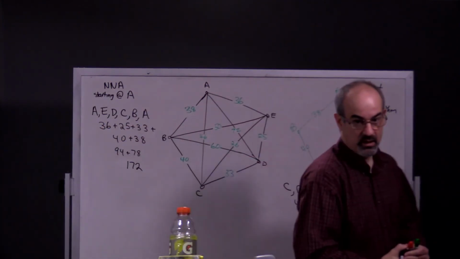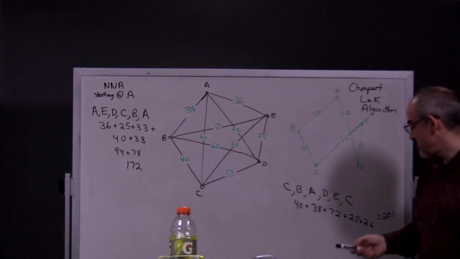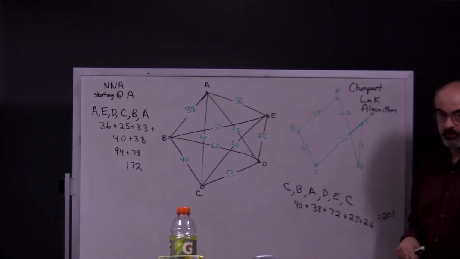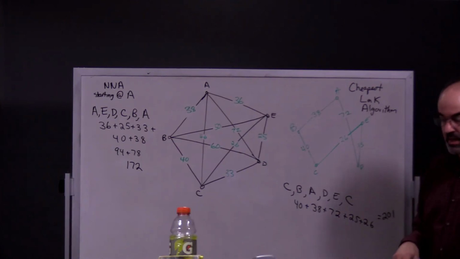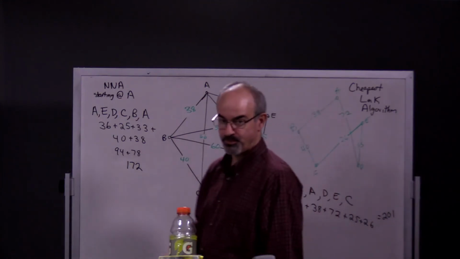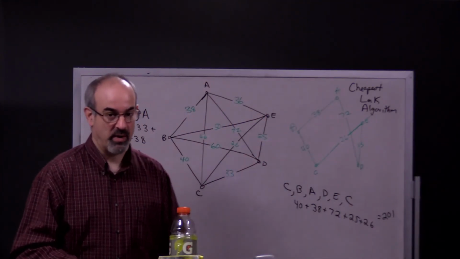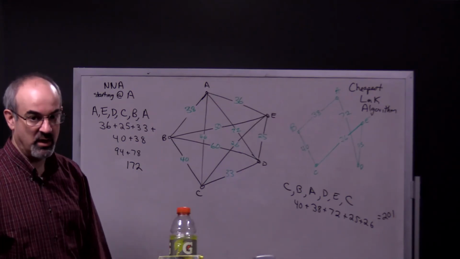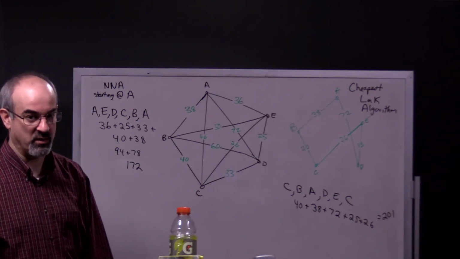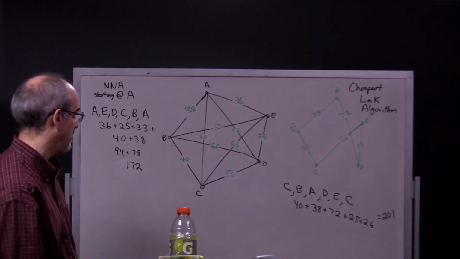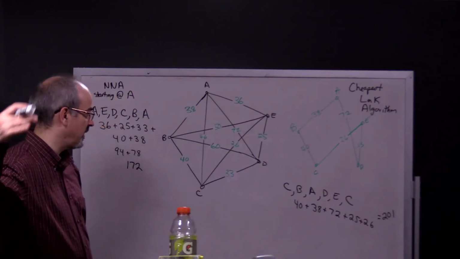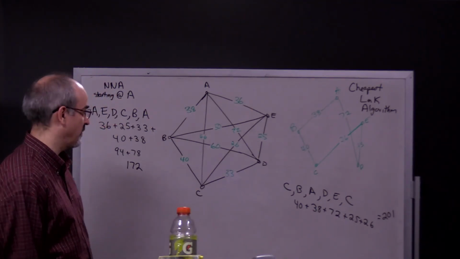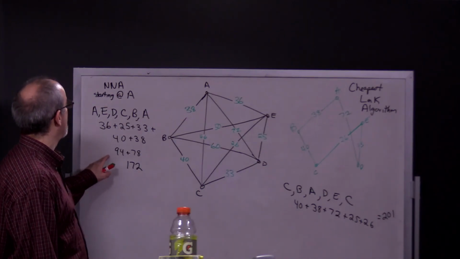So the cheapest link algorithm in this case was actually pretty bad, but it didn't take us long to figure it out either. We don't want to have to use the brute force algorithm. Obviously for K5, using the brute force algorithm wouldn't really be that difficult, but as we get higher and higher, K8, 9, 10, we don't want to have to use it.